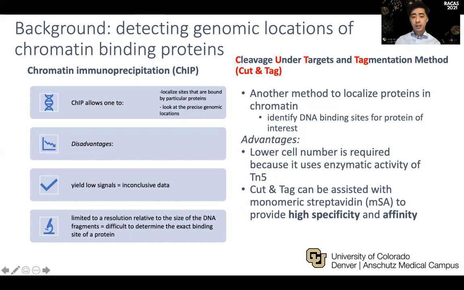The counterpart to this is a new method called cleavage under targets and tagmentation, CUT&Tag. It's another method to localize proteins in chromatin and allows us to identify DNA binding sites for proteins of interest. There's several advantages to this. A lower cell number is required because it uses enzymatic activity of Tn5, which I'll describe in a little bit. There's also a CUT&Tag that can be assisted with a monomer called monomeric streptavidin, otherwise known as MSA, to provide high specificity and affinity. I'll talk about what Tn5 and MSA is later in the background slides.